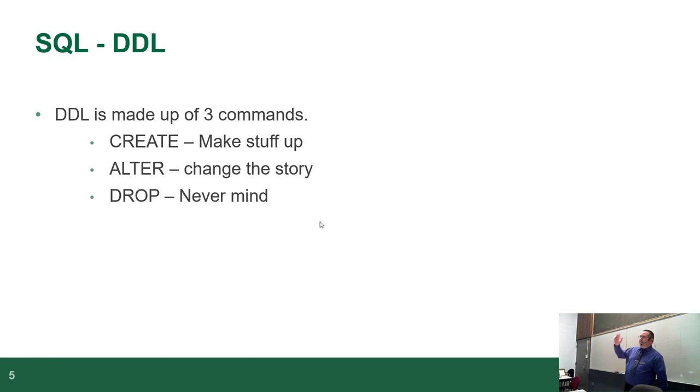Okay. The DDL. The DDL is made up of three commands. Create, alter, and drop. Create lets you make stuff up. Alter lets you change it. Drop lets you get rid of it. So create is like getting someone to build your house. Alter is like getting someone to put in a new window. Drop is like setting fire to your house. Actually, it's a lot faster than setting fire to your house because it's instant. Gone.